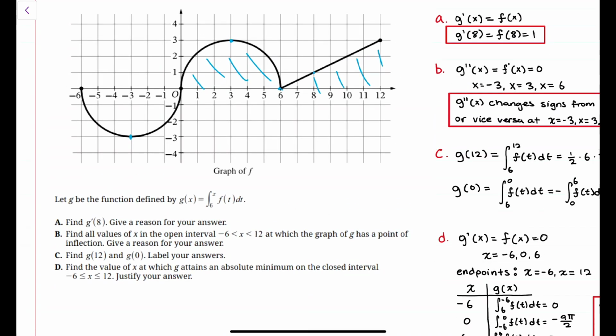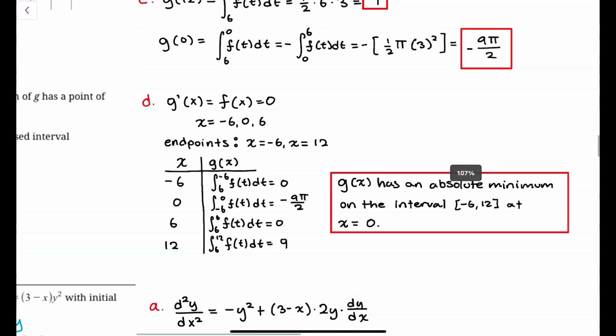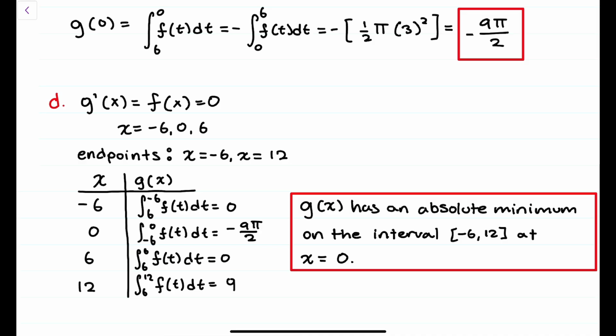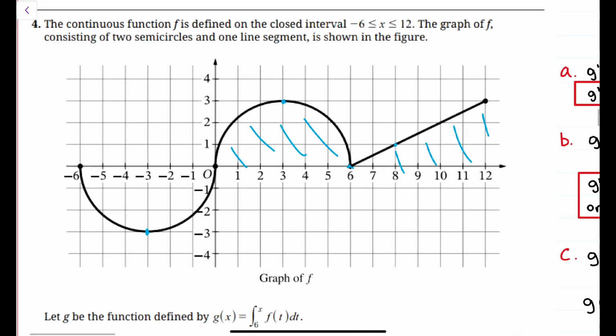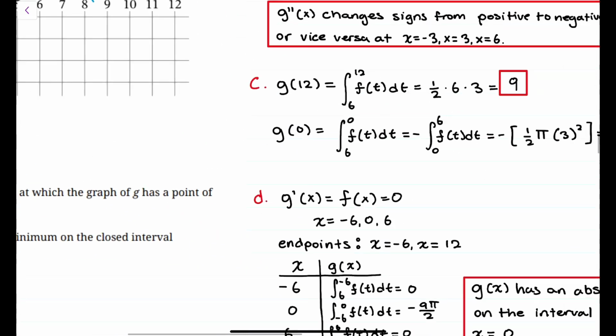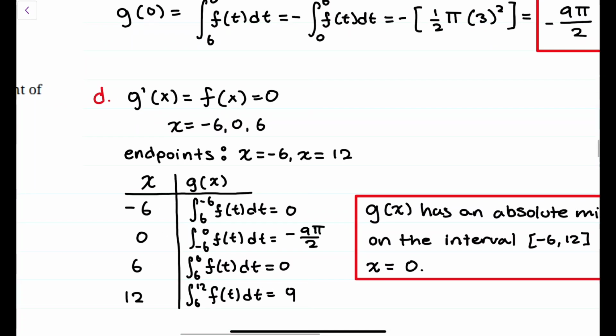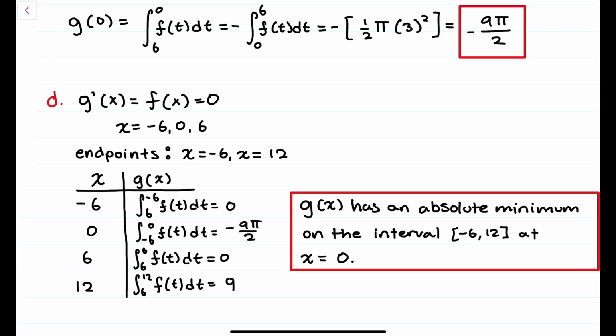And then part D asks us when g attains an absolute minimum on this closed interval negative 6 to 12. So again, this is also the candidates test. So our endpoints are negative 6 and 12, and g prime of x, which is f of x, is equal to 0 at the points negative 6, 0, and 6. So we plug in those 4 x values into g of x, and we can see that at negative 6 and 6, it's 0, and then we already found g of 12, which is 9, and then g of 0, which is negative 9 pi over 2. So g of 0 is the only negative number, so it has to be our absolute minimum on this interval.